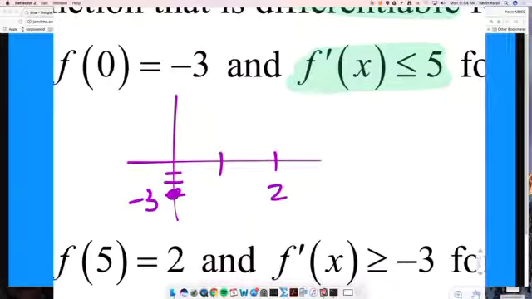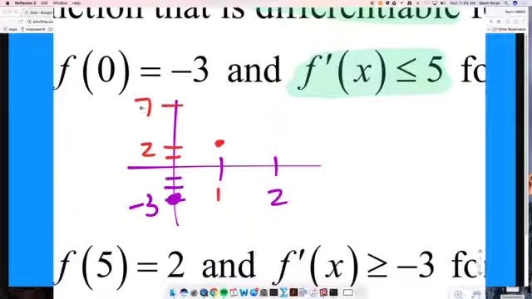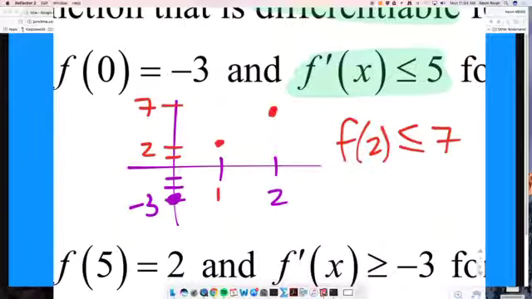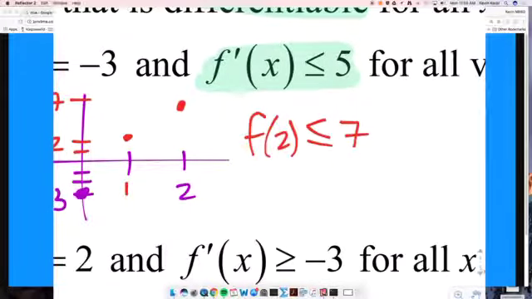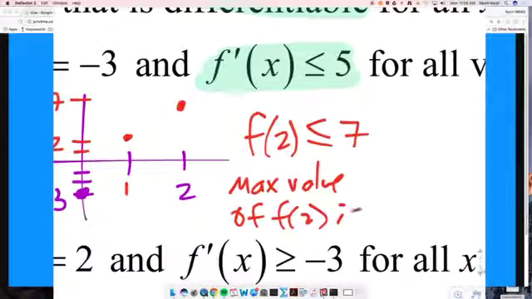So if the maximum slope is 5, all we got to do is go up 5 from -3, that puts us at 2, and over 1. So we're now at the point 1, 2. We'll do it again. We go up 5 to 7, and go right 1, and that puts us at 2, 7. So it would appear that the values f of 2 can be equal to 7 or smaller than 7. Because if you went up then at any rate that was smaller than 5, you would fall short of the 7 at 2. That's one way to do it. So we could answer the question then, the max value of f of 2 is y equals 7.